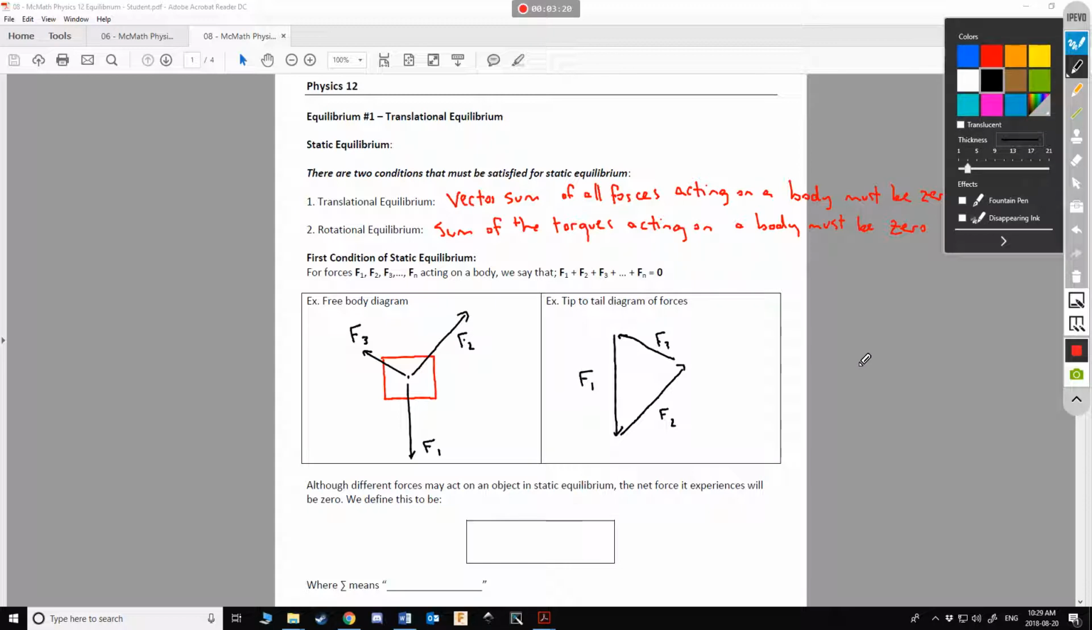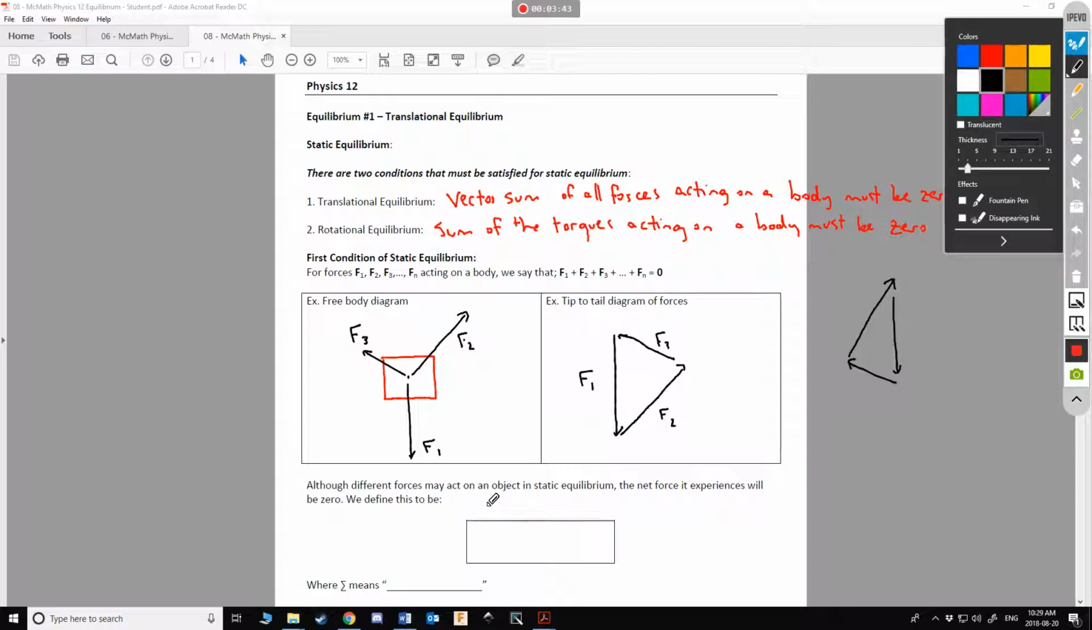Again, remember from the tip-to-tail method and vector addition, order does not matter. I could have done F3 and then F2, then F1. It still would end up the same. I can do F2, F3, F1. It doesn't really matter whichever direction. So although different forces may act on an object in static equilibrium, the net force it experiences will be zero.